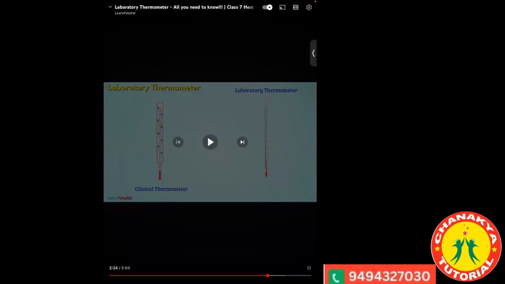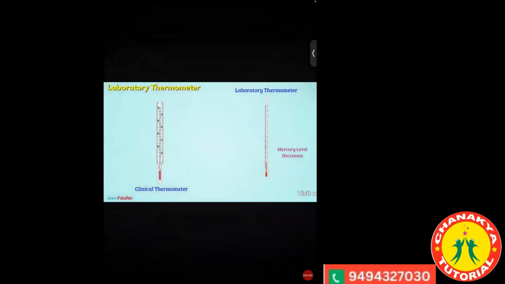But in the laboratory thermometer, there is no such bend present. That's why when we immerse this laboratory thermometer to take the reading, we have to wait for some seconds and then check the reading immediately. Because if we take the thermometer out, then the reading might change and we will not get the appropriate temperature. That is, the level of mercury decreases, due to which we do not get the correct reading.